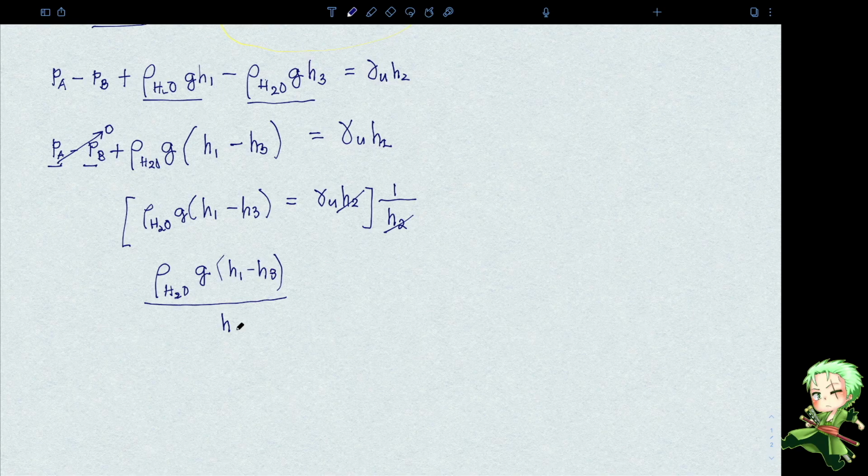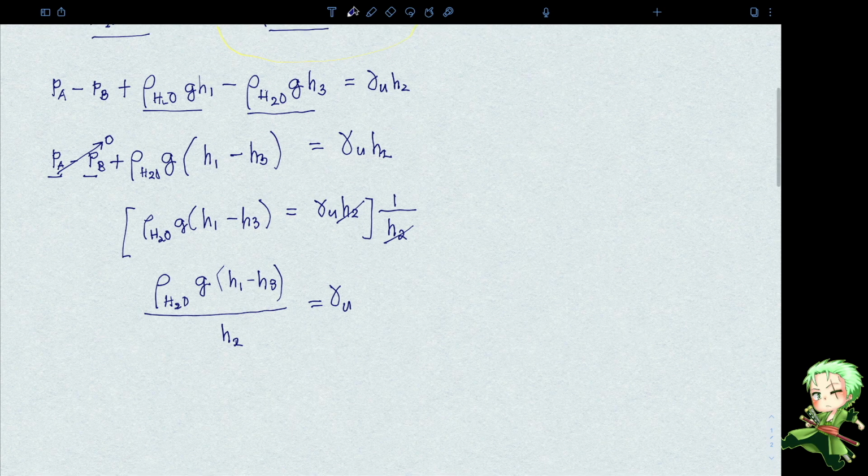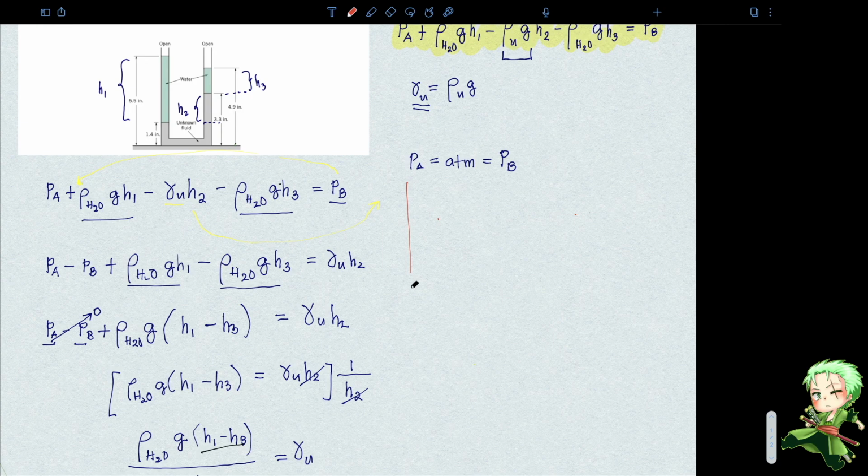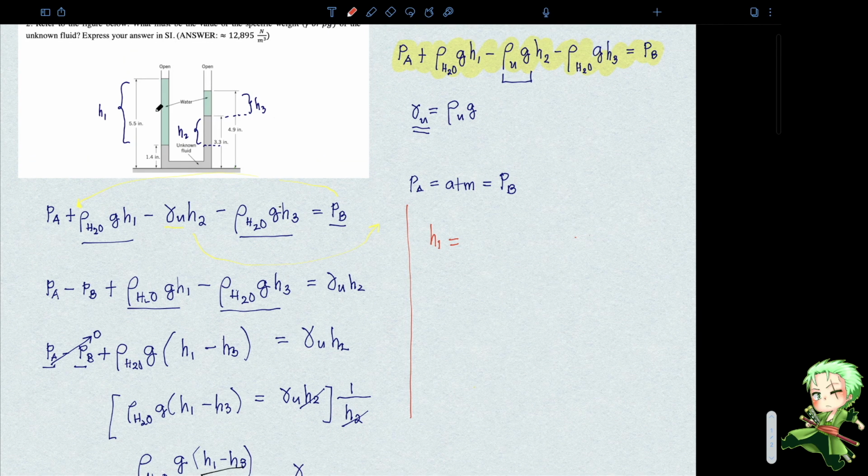H2. And what is left on the right hand side is gamma U. Okay, now the next thing that we need to do, let's find the specific values of H1. So all you are going to do is analyze the geometry of the problem and note that H1 is just from the top up until this point here, which is the interface of your water and the unknown fluid.